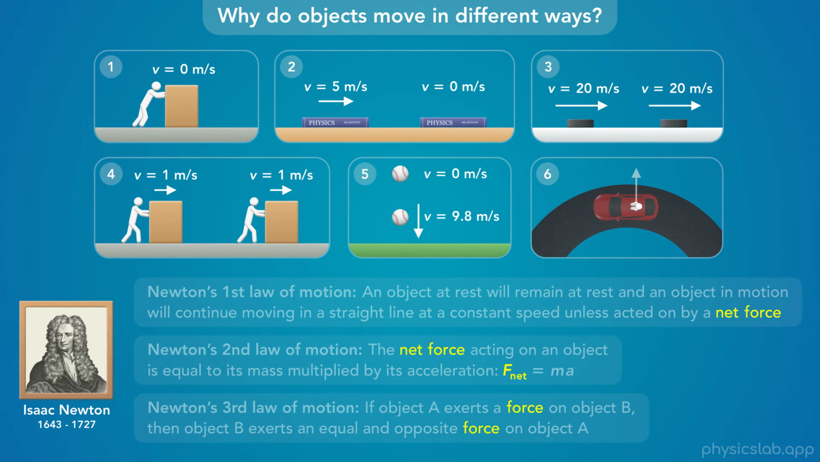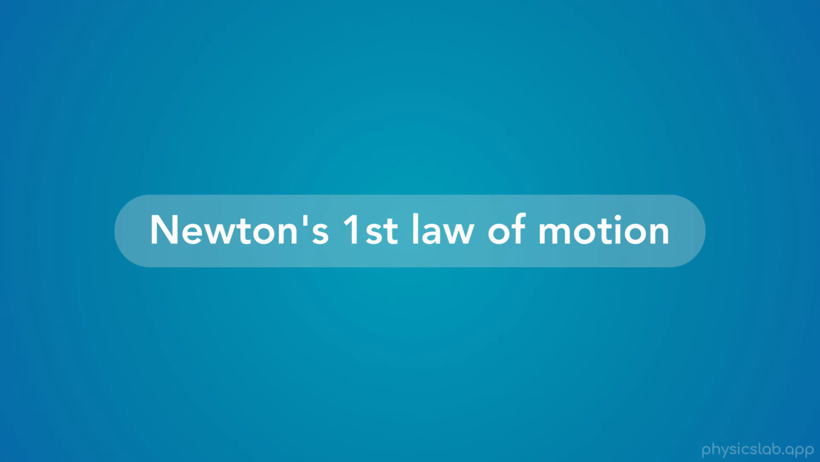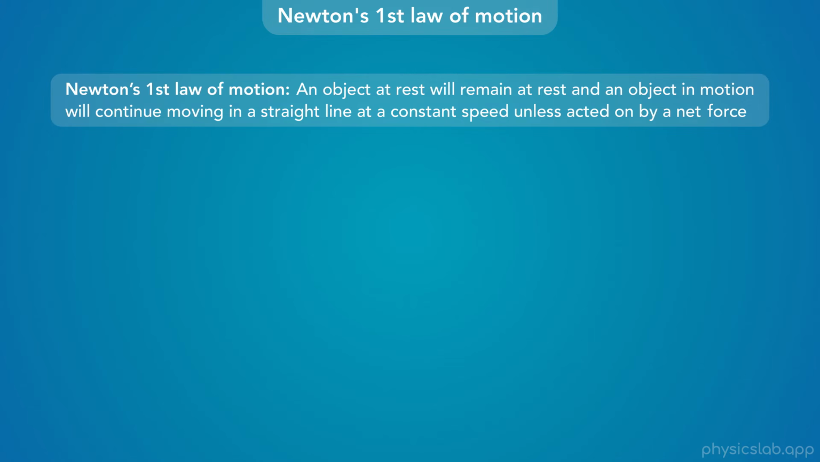So we've learned about forces and net forces, so now let's learn about Newton's 3 laws of motion. We'll start with the first law and cover the next 2 in other videos. Newton's first law of motion says that an object at rest will remain at rest, and an object in motion will continue moving in a straight line at a constant speed unless acted on by a net force.